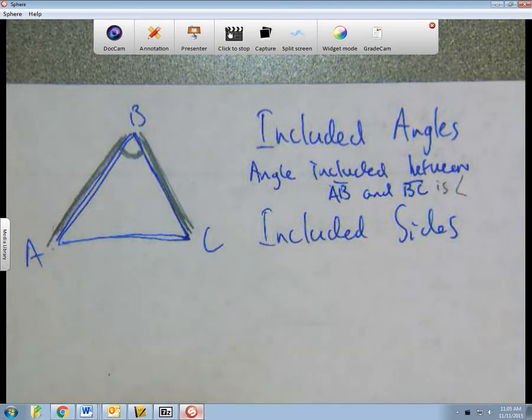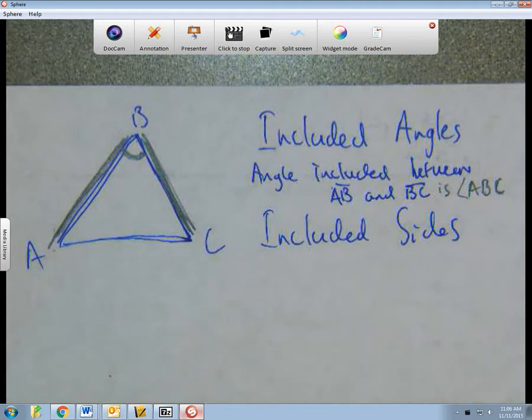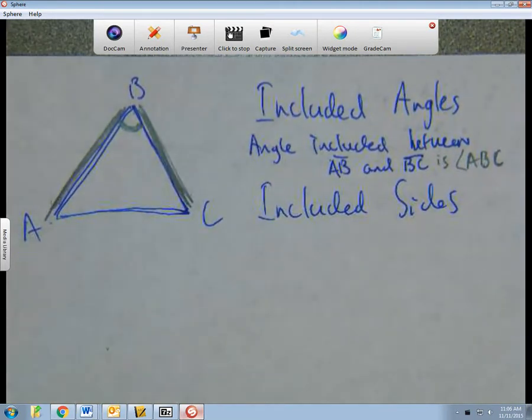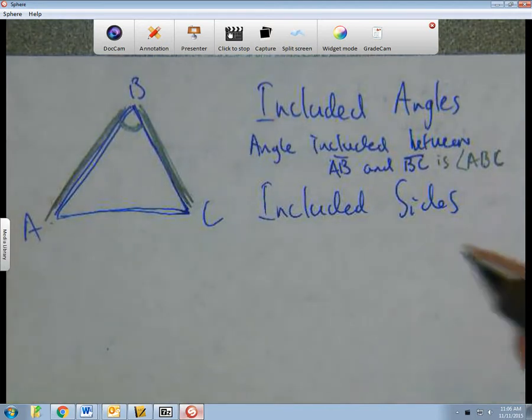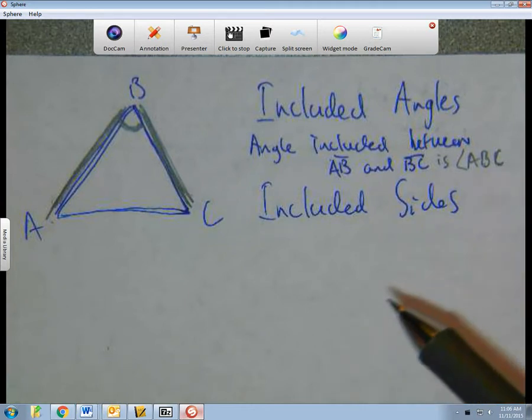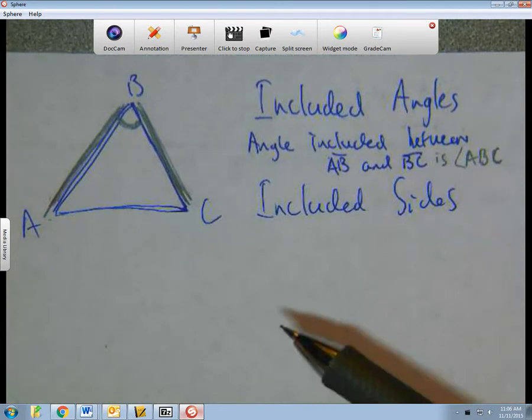Again, I think I need to be a little bit more aggressive with making sure we're writing stuff out, having the background, based on the test scores from last test, which this is going to be on as well. So included angles is the angles included in between those sides. We could give you another set of sides, and you could figure that out as well.